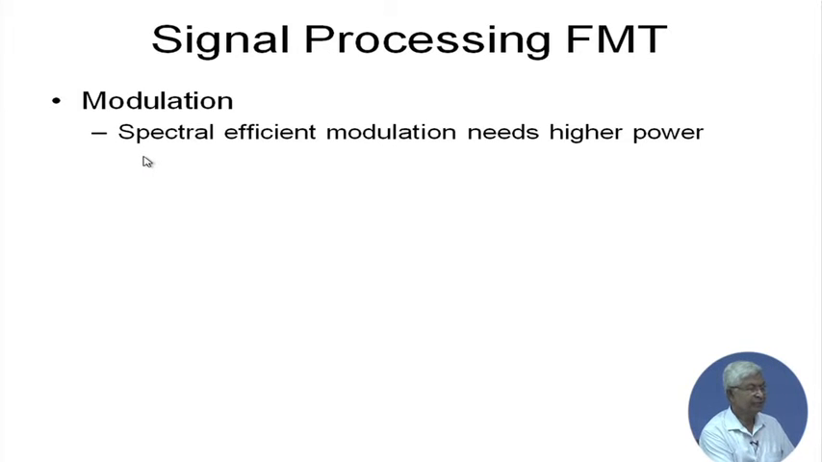We have seen the spectrum efficient modulation needs higher power, that is higher order of PSK, which is in one symbol itself many bits can be put together, which is maybe 8 phase PSK or 16 phase PSK or 32 phase PSK. You can have a spectral efficient modulation, but that needs, for a particular BER, higher power.